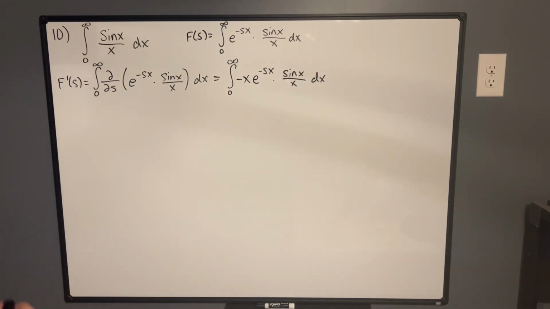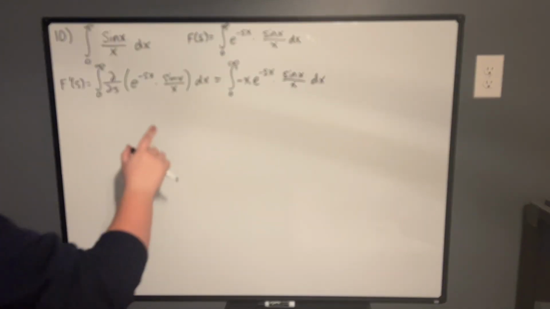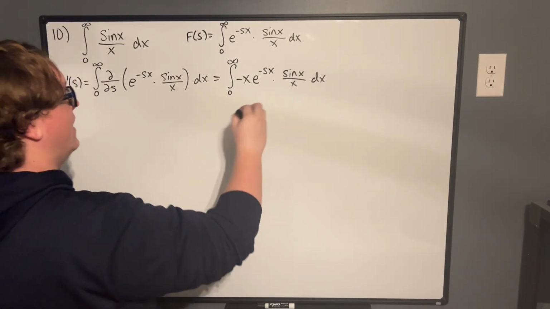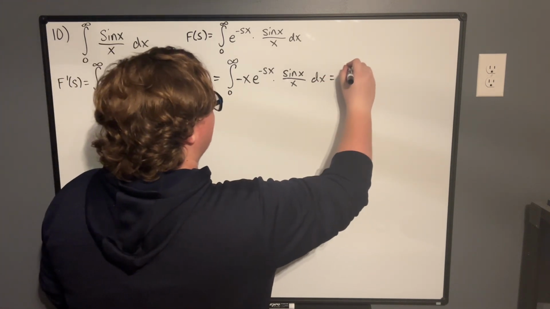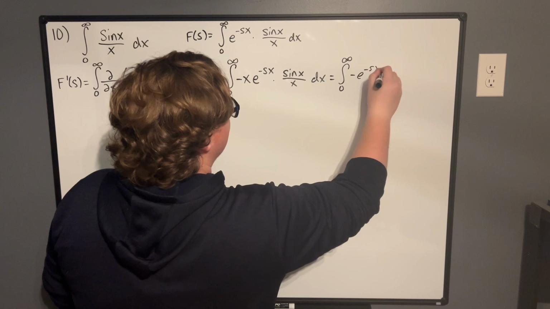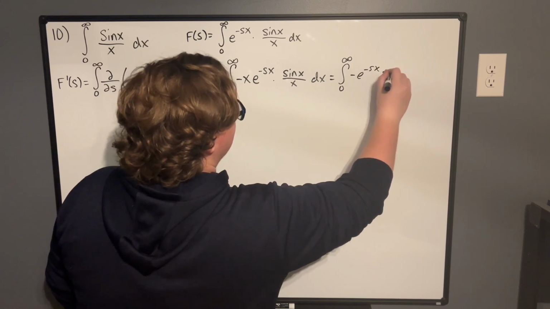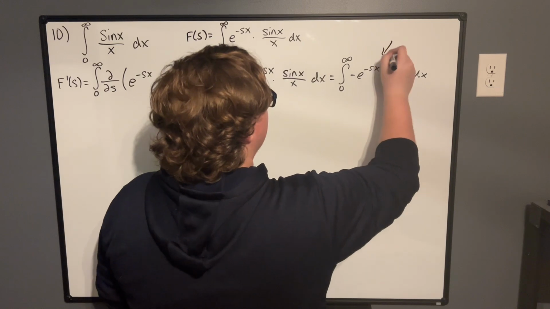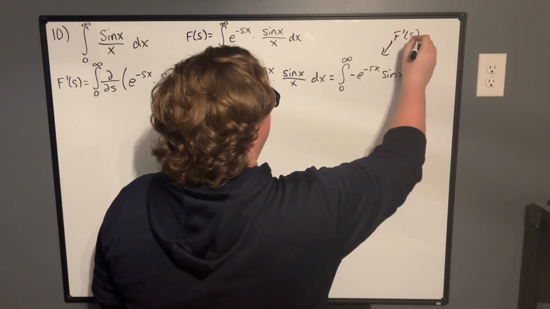But you can see how beneficial this is because now we can cancel out that denominator like we said because we have this being multiplied by it. So those x's cancel and we get the integral from 0 to infinity of negative e to the minus sx times sine x dx. And again, I want to emphasize that this is f prime of s.